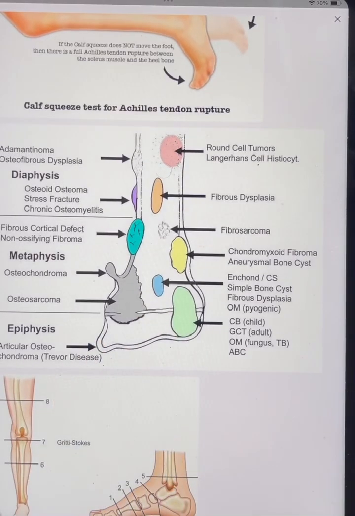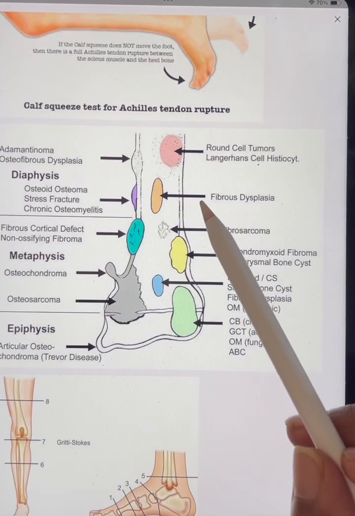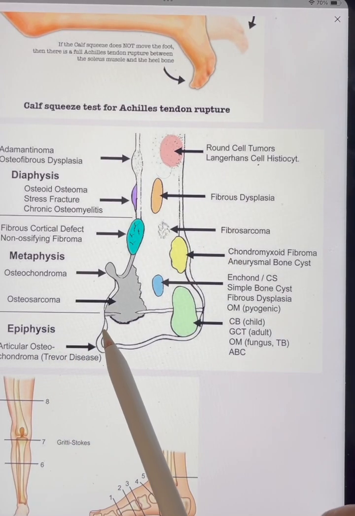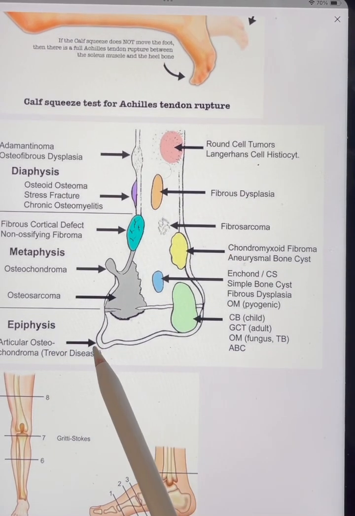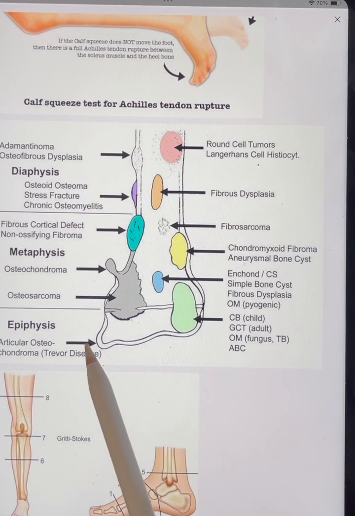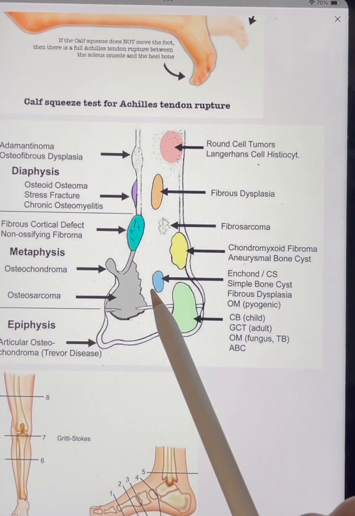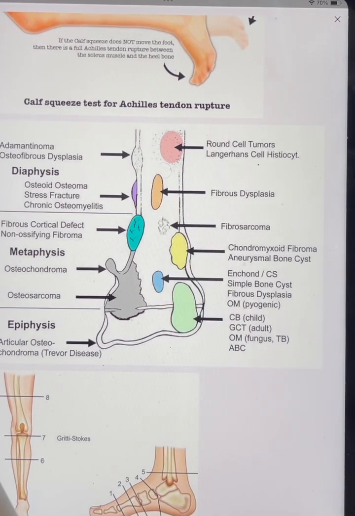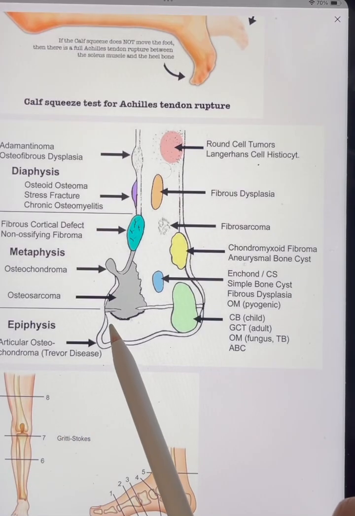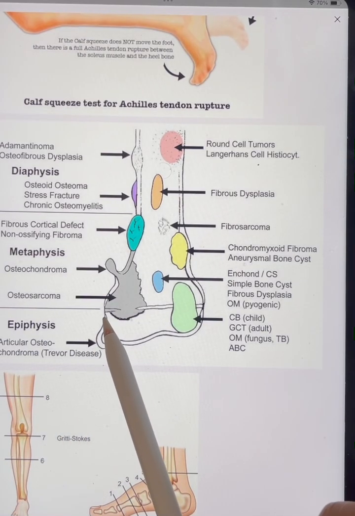Now this is important: orthopedic infections in children. Most of the time we get confused between chondrosarcoma and Ewing sarcoma. So the epiphysis is the terminal end and the metaphysis is in between and the diaphysis is the shaft of the bone. There is a growth plate. The physis is the growth plate.